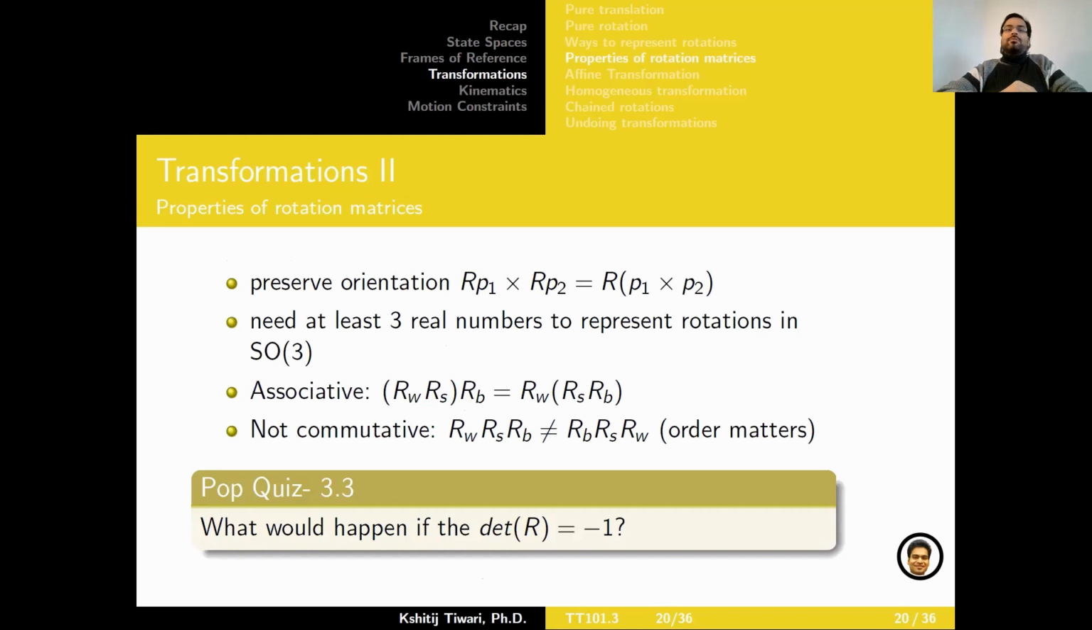They are associative, which means if I multiply RW, which is, let's say, the rotation with respect to the world frame, with the rotation with respect to the sensor frame first, and then I multiply it with the rotation with respect to the base frame, it's the same as saying if I multiply RW with the resultant of RS and RB. Although you need to be careful that they are not commutative. If you take RW, RS, RB, it's not the same as doing it the other way, RB, RS, RW. The order really makes a difference.